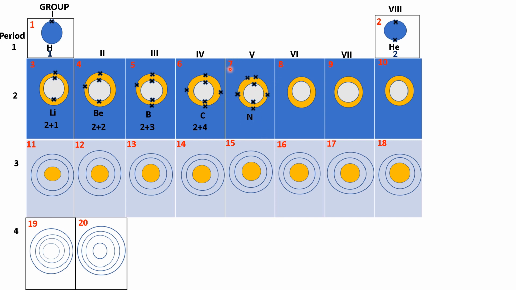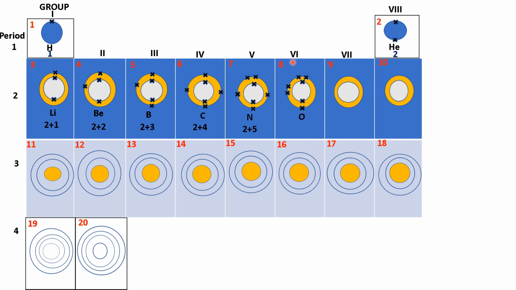Next, the nitrogen atom, atomic number 7, equal to the number of electrons, so we distribute 7 electrons. The first shell is filled with 2 electrons according to the rule, and the second shell is filled with 5 electrons, 2 plus 5. These 5 electrons indicate that it is present in group 5, and according to the shells, the nitrogen atom is present in period number 2.